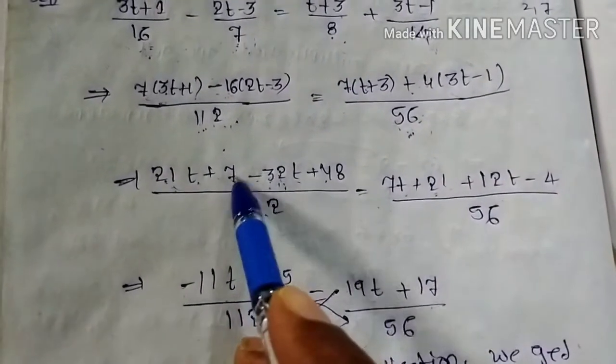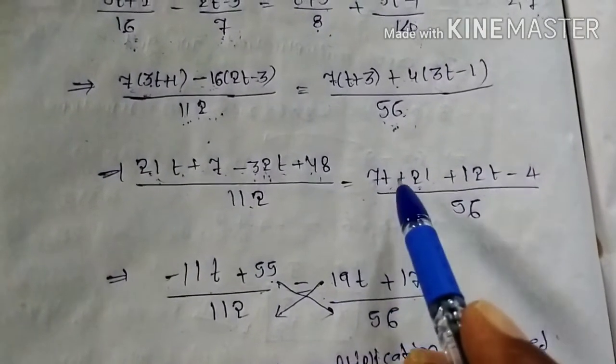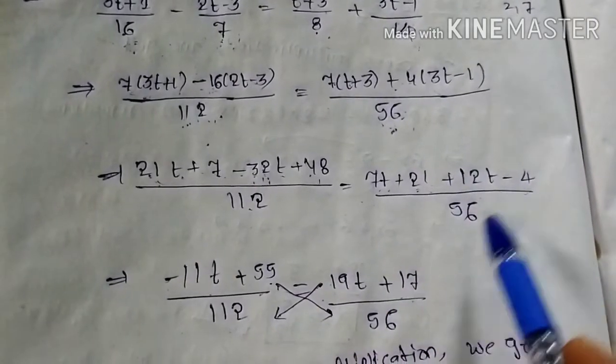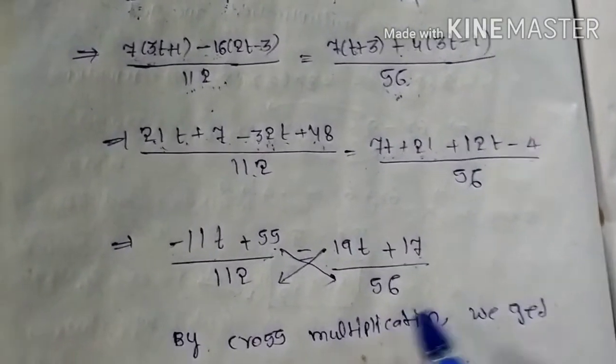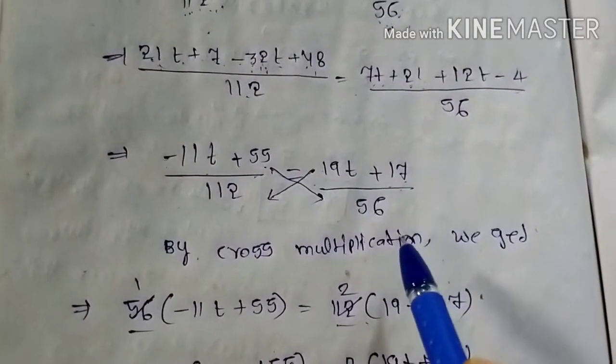11t plus 7 plus 48 is how much? 55 by 112 is equals. Here see, 70 plus 12t is how much? 19t plus 21 minus 4 is how much? 17 by 56. See, you can do from here onwards, do cross multiplication.